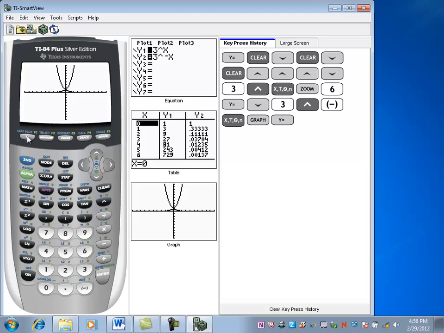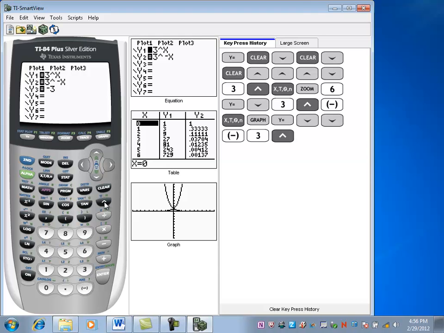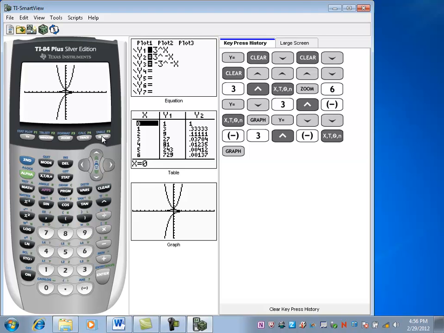Now the next thing we're going to do is put that negative in front. So we've got the opposite of 3 caret negative x. So remember, there's my second graph. Now you should see a flip on that. So let's hit the graph key. And yep, there's the third one. Notice that this guy now has been turned over.